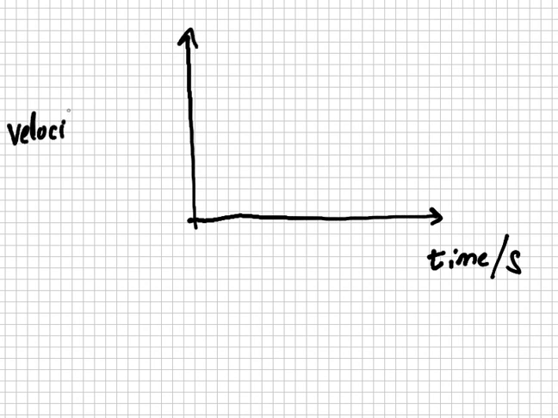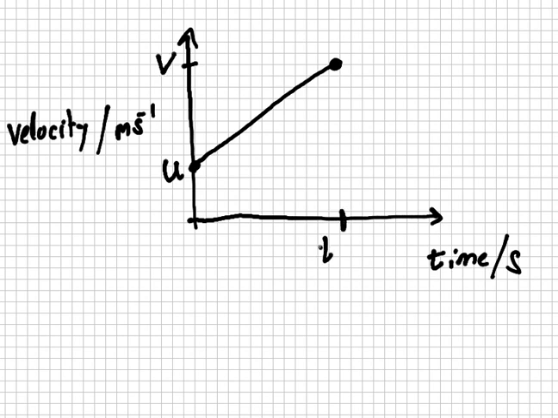So let's draw our graph. So this is time in seconds, and then this is our velocity in meters per second, and then we start here with u, and then what do we call the velocity at the end? V. And then here, of course, this is t.